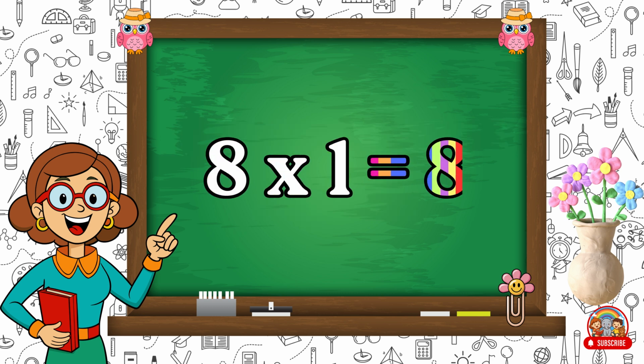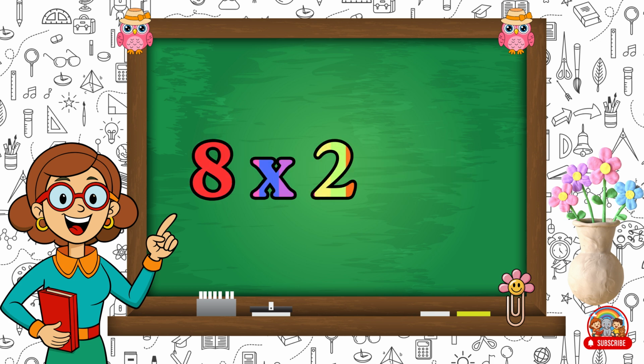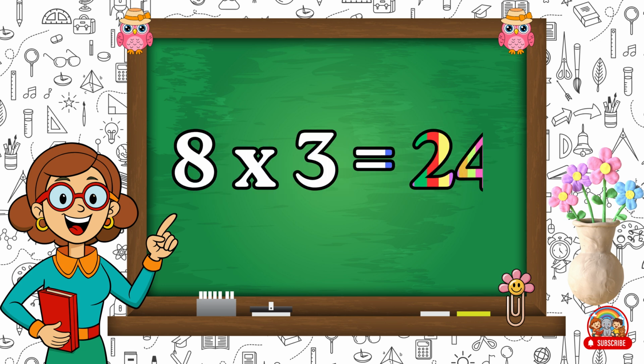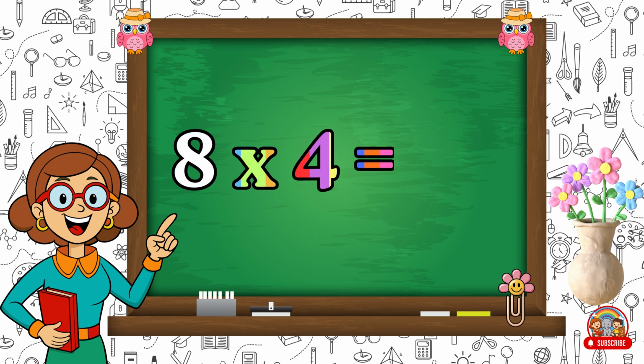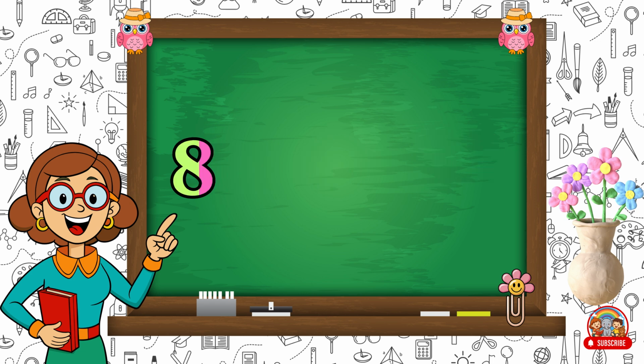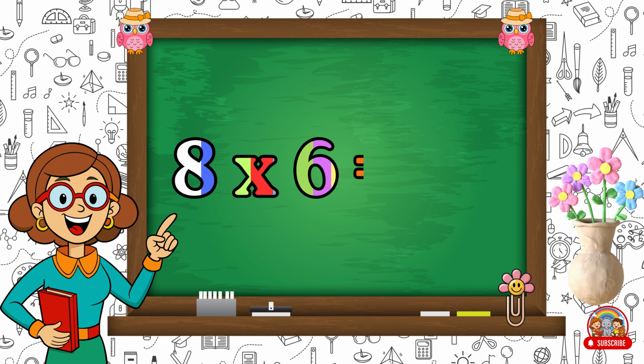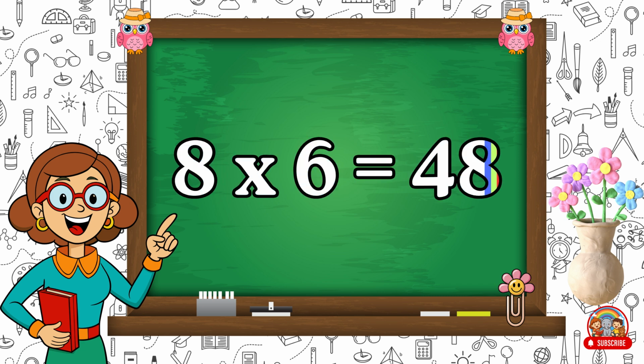8 ones are 8. 8 twos are 16. 8 threes are 24. 8 fours are 32. 8 fives are 40. 8 six are 48. Sing it loud.